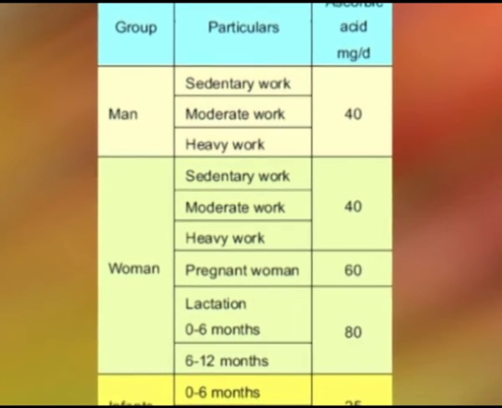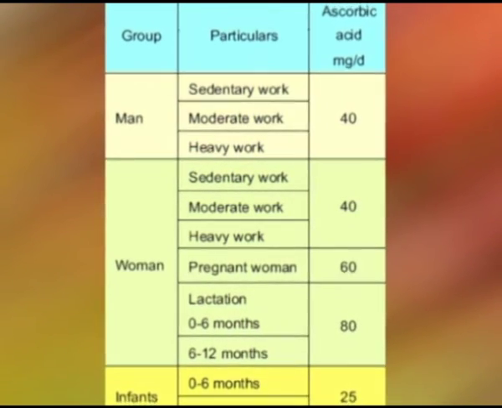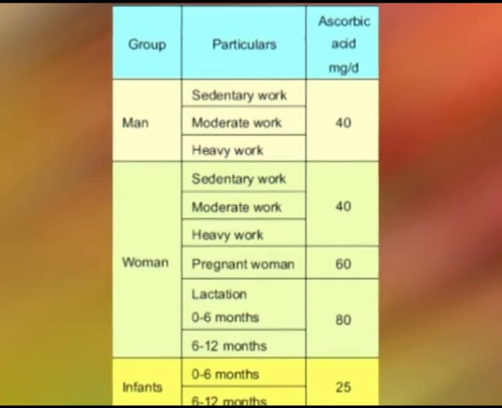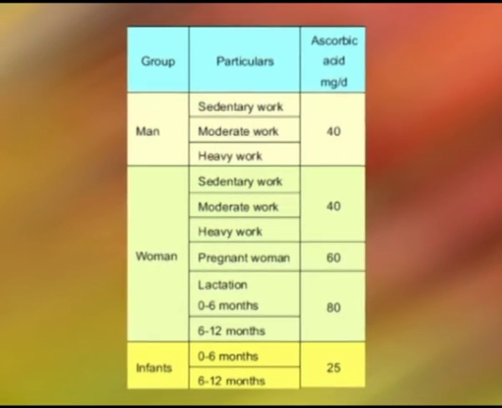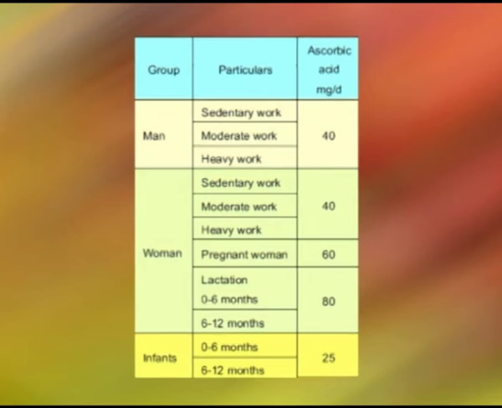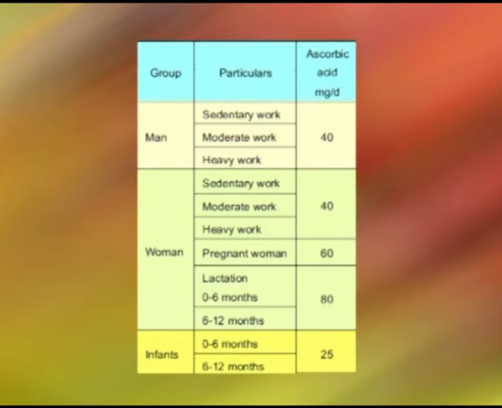The dietary recommendation of vitamin C for Indian men and women is 40 milligrams per day, whereas it is 60 milligrams per day in pregnant women and 80 milligrams per day for lactating women. The upper limit for vitamin C was set as 2 grams per day. This level was set as a guideline for people using dietary supplements and was based on reports of gastrointestinal symptoms reported when too much vitamin C was taken.